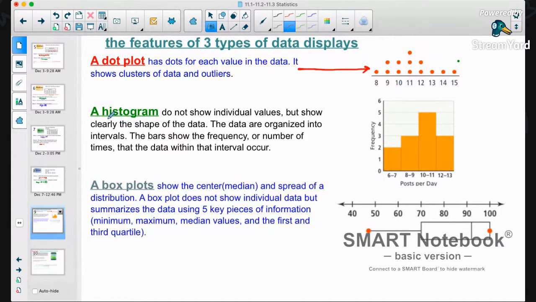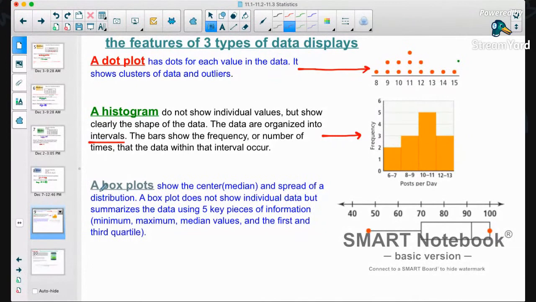What about the histogram? A histogram does not show individual values, but clearly shows the shape of the data, and the data are organized into intervals. This is so important. We will determine those intervals, ladies and gentlemen. We will learn how to determine them in the question. And the bars show the frequency, or the number of times that the data within that interval occur. And this is how we are going to display a histogram.